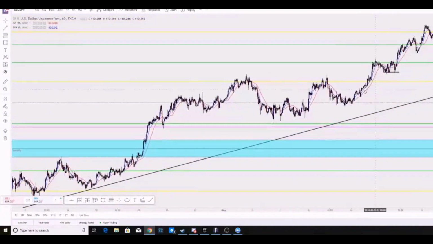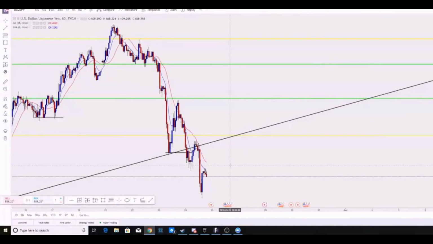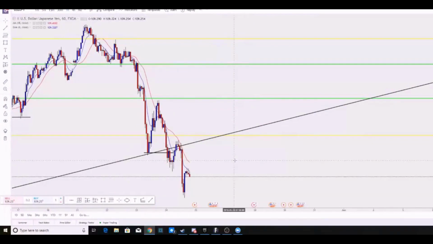Now, obviously, practice makes perfect, so keep looking for areas such as these, and pretty soon you'll see that you're mastering your support resistance areas.